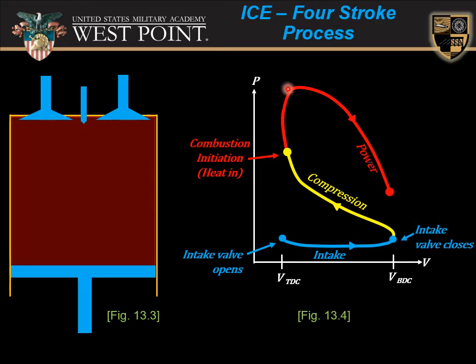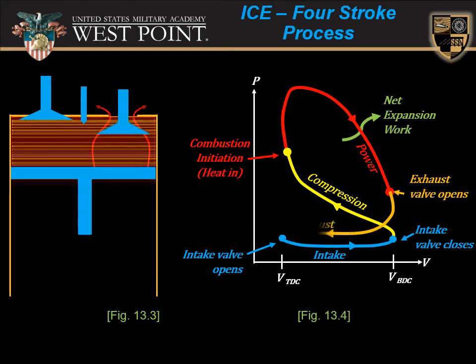So you see this rapid spike in pressure, and then you see the pressure start to drop off as the volume increases. Again, think ideal gas law, until we hit bottom dead center. It's through this power stroke where we get our net expansion work. So that's why it's sometimes called the expansion or the power stroke.